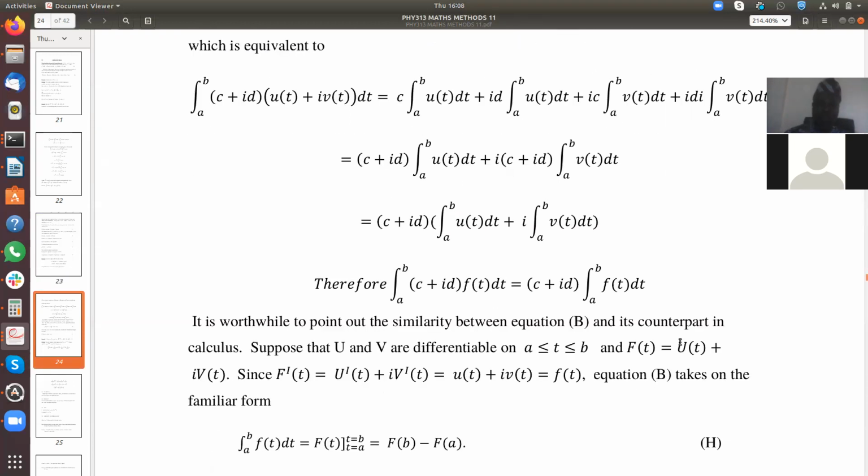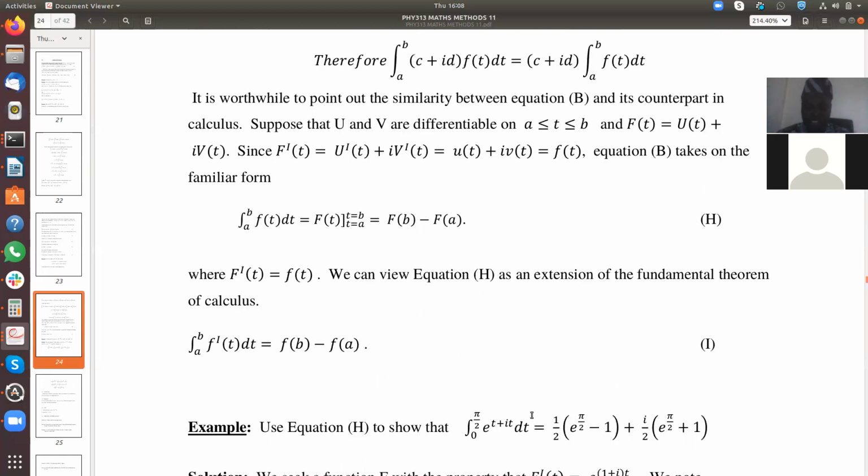So it is worthwhile to point out the similarity between equation B and its counterpart in calculus. Suppose that u and v are differentiable on a to b, then F of t is equal to u of t plus i v of t. This is now a different function. It's not a small f, it's not a capital F. So by the time you take the derivative of each of them, you have this. So equation B takes on the familiar form of this, which is equal to b to a. That is the limit, the definite integral equation.